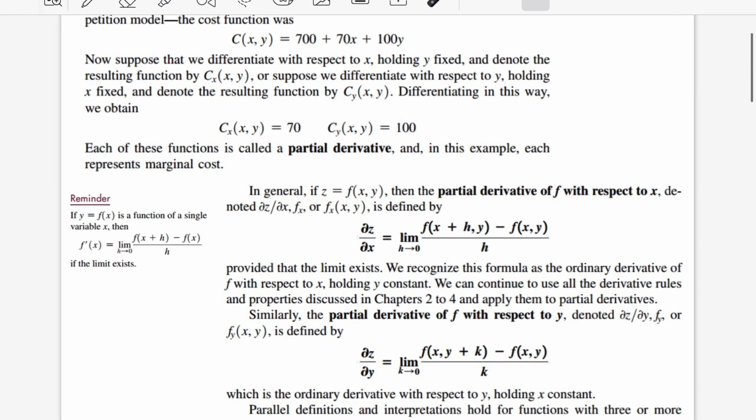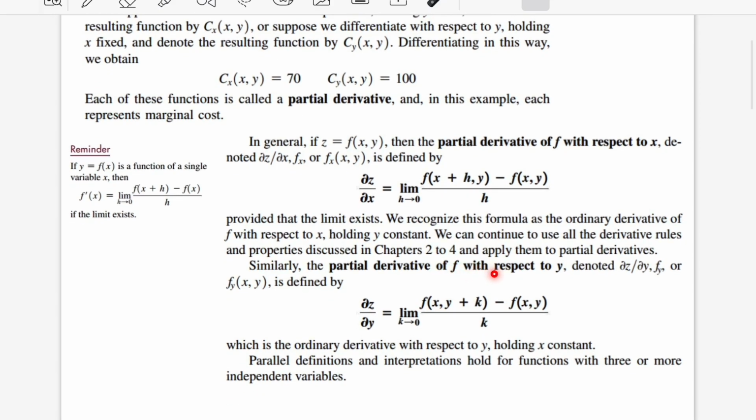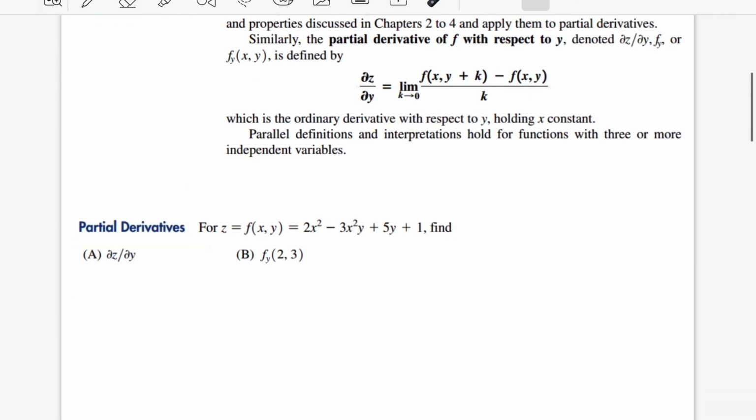So in general, if z is this function here, then the partial derivative of f with respect to x is denoted by these guys here. These are all equivalent, and it's defined by this limit that we're familiar with here. Similarly, the partial derivative of f with respect to y, with these equivalent notations here, is defined by this limit that we're familiar with here. So let's look at some examples of this here.